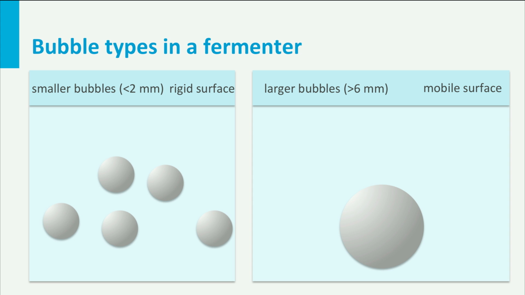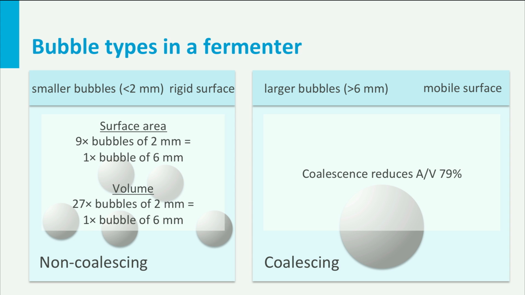This results in two different bubble dynamics: coalescing and non-coalescing, and these have a prominent impact on the mass transfer rate. When coalescing, larger bubbles are formed with less surface area per amount of volume, in this example from 100% down to 79%. Now let's see how mass transfer coefficients can be calculated and what values they take.